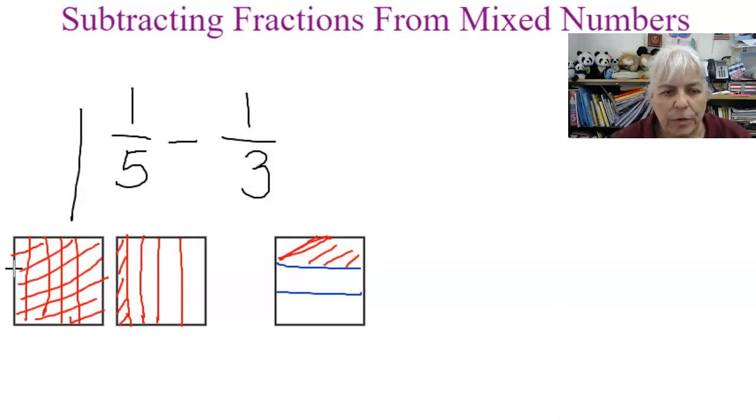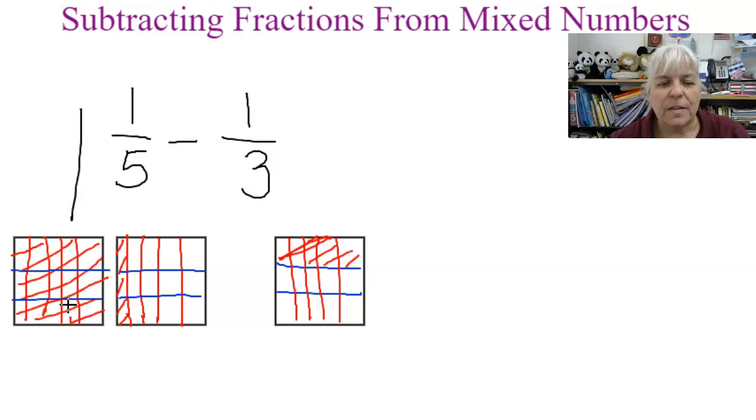And I'm going to make my 1/3 lines. My 1/5 lines. Okay, so now I've changed this into this 1 and 1/5. These are all 15ths. I can count. 1, 2, 3, 4, 5 times 3, so they're 15ths. And so I have 15 15ths here, 16, 17, 18 15ths.